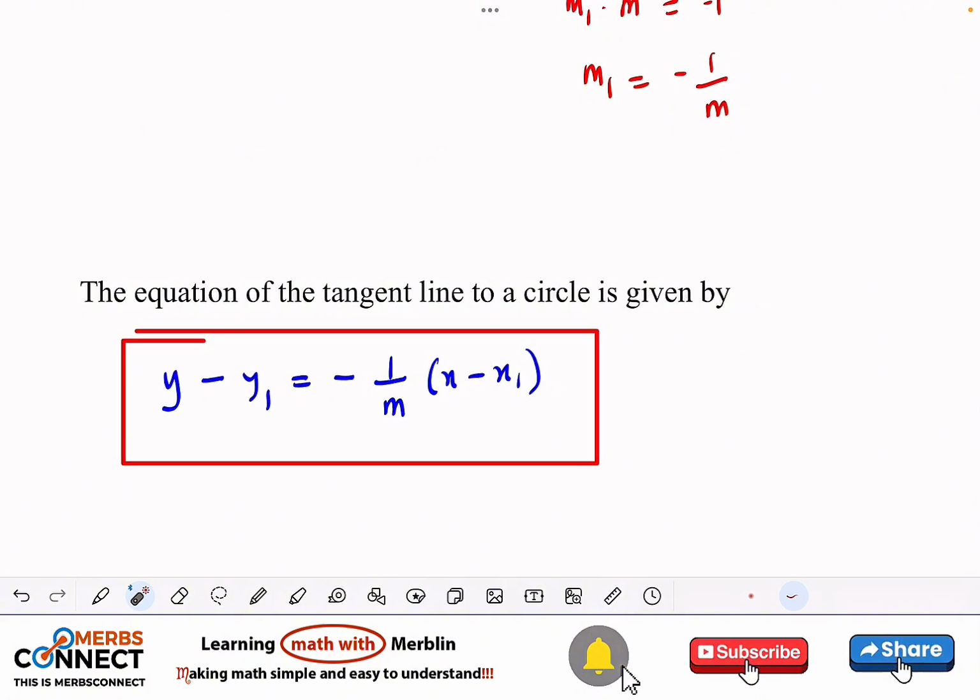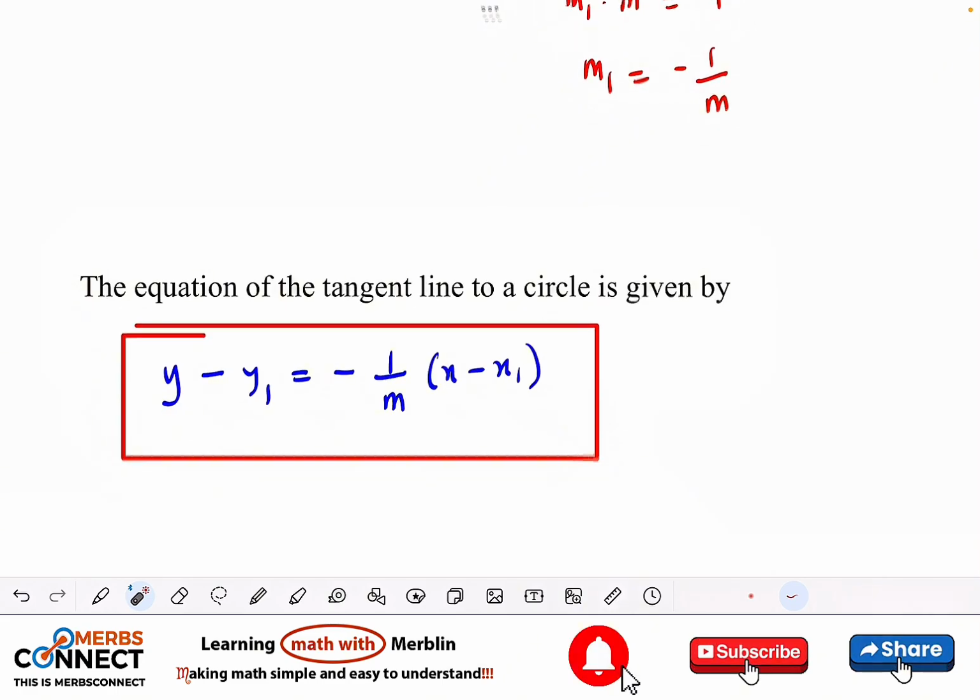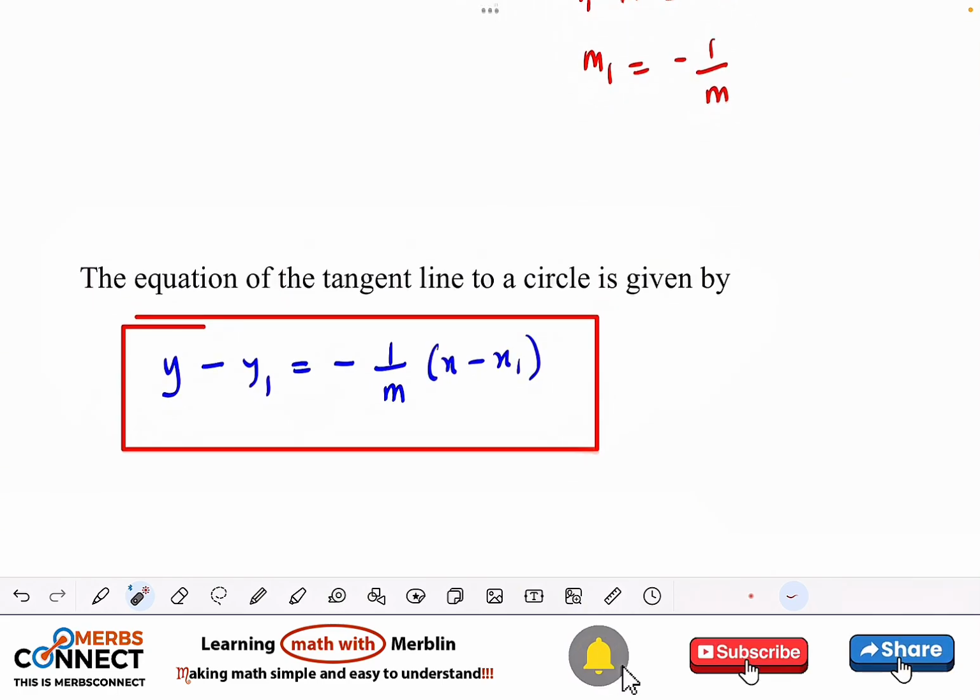But don't forget, this is for a circle. So always pay attention to this, because when you get to the derivative and we are talking about a curve, something will change between the tangent line and the normal line.